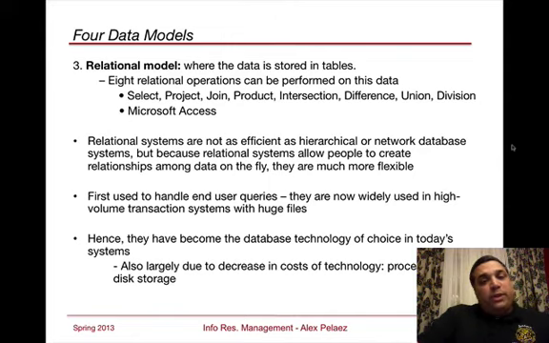The third model is the relational model, and I'm sure many of you have actually heard of these, because this is basically where you have your Microsoft Access, your SQL Server, your MySQL, Oracle, or some other database. And basically, if you know SQL, the programming language, you know that there are basically 8 relational operations. All the data is stored in tables, and as such, there are really only 4 core commands in SQL. There are many others, but you basically can get away with 4.